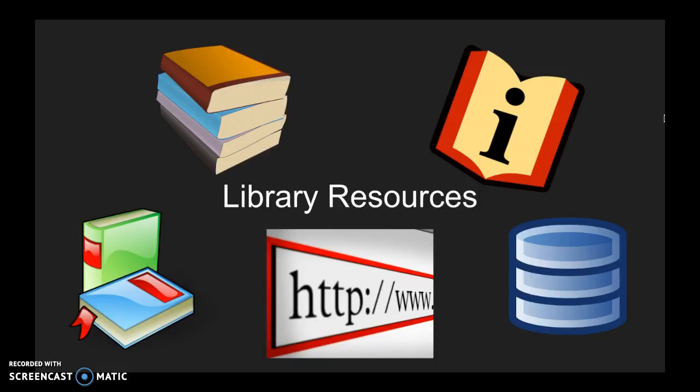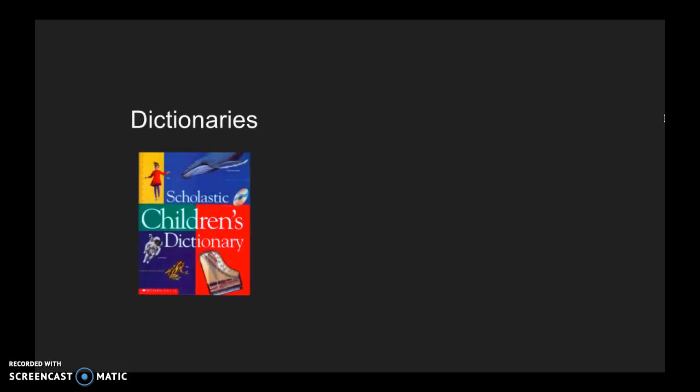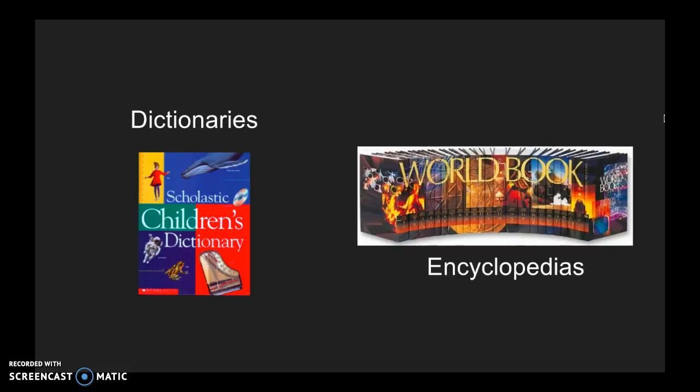And there are also a certain kind of book in the library that are called reference books, and that's what we're going to focus on today. These books can give us good information to help us learn new things. And the reference books we're going to focus on today are called dictionaries and encyclopedias. Dictionaries and encyclopedias are alike in many ways, but they're also different in many ways.